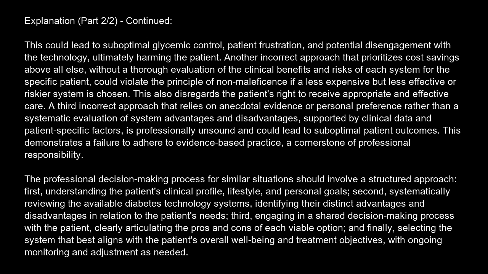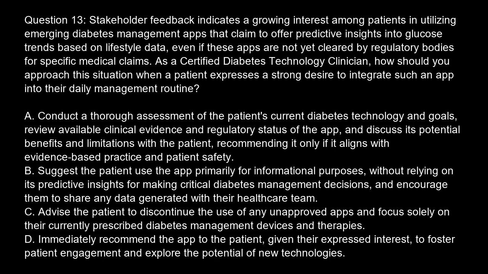The professional decision-making process for similar situations should involve a structured approach. First, understanding the patient's clinical profile, lifestyle, and personal goals. Second, systematically reviewing the available diabetes technology systems, identifying their distinct advantages and disadvantages in relation to the patient's needs. Third, engaging in a shared decision-making process with the patient, clearly articulating the pros and cons of each viable option. And finally, selecting the system that best aligns with the patient's overall well-being and treatment objectives, with ongoing monitoring and adjustment as needed.